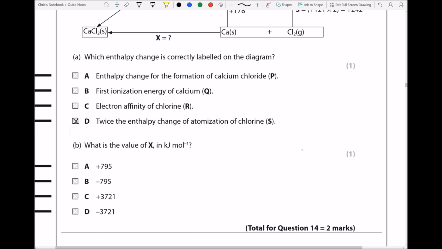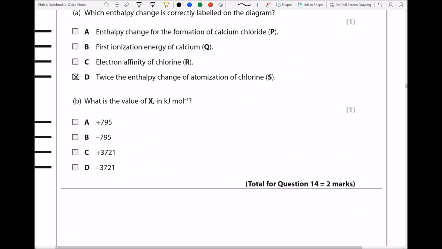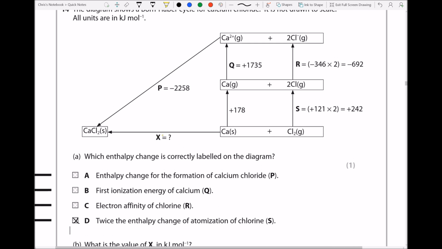Question B. So what is the value of X in kilojoules per mole, right? Okay, so there's the value of X. And what we have to do is basically just work out, we're going from here to here, and we'll have to work out that value. I like to see these as a bit like a roadblock. So if you're at this point here and you want to get to this point, but this road's closed, then what you have to do is take a diversion. You have to go up here, and then down here to get to that route.